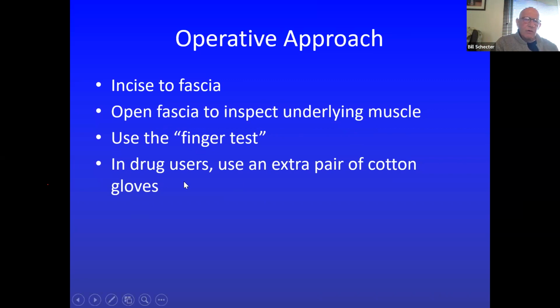And the other thing is, if you're dealing with a drug user, I always put on a pair of cotton gloves. Why? Because sometimes they have broken off needles that are there, and you don't want to stick yourself with the needle. So I always had two pairs of gloves on, and if I was dealing with a case like this, I'd get a pair of sterilized cotton garden gloves or something like that to protect my hands in case there's a broken off needle there, because you never know.